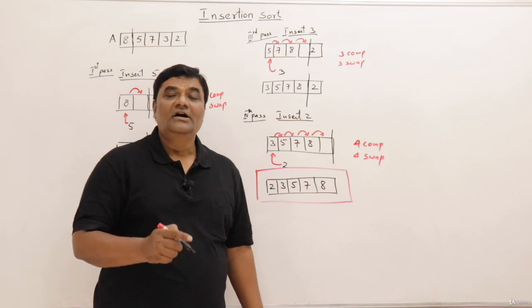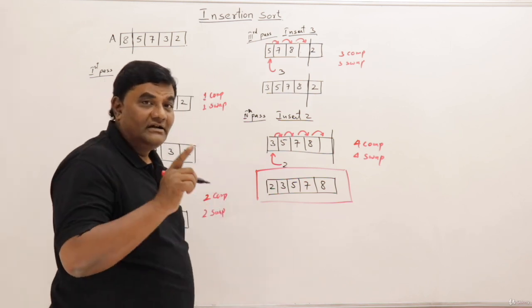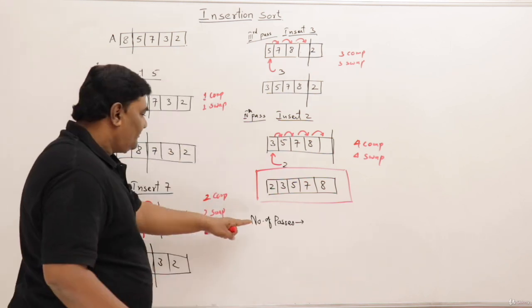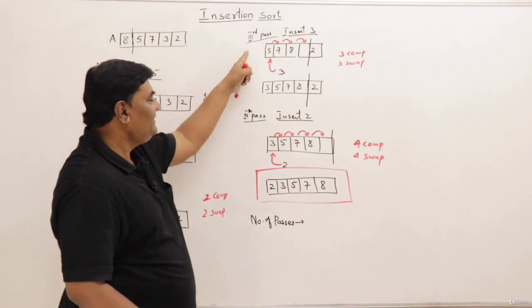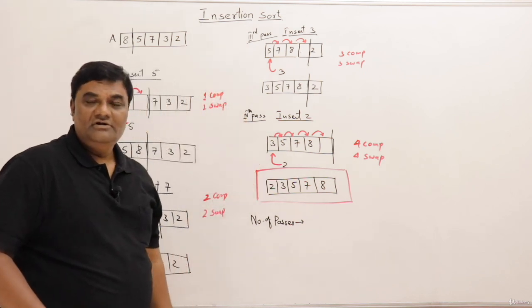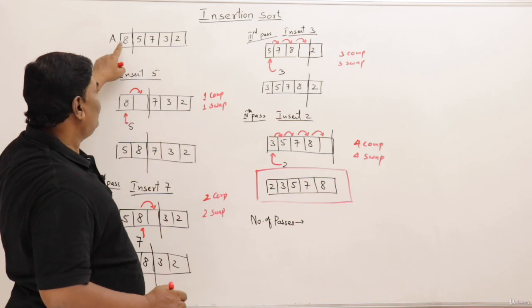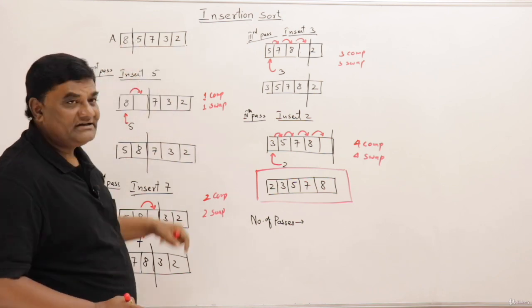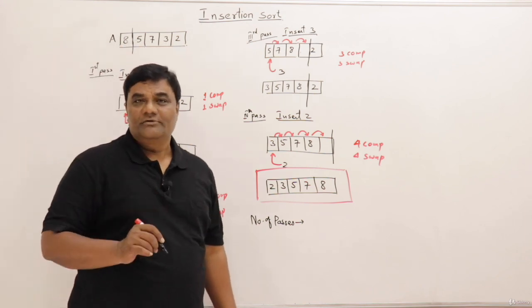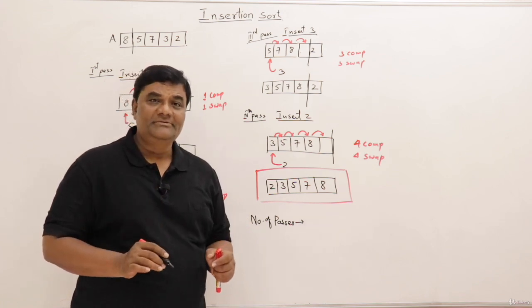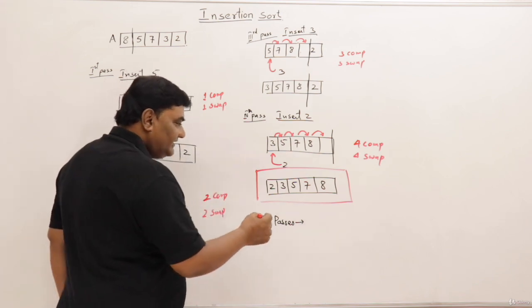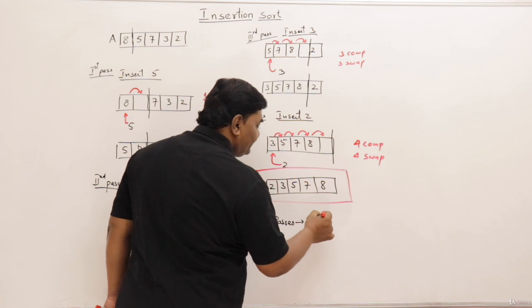So first of all, how many passes are required? Number of passes: 1, 2, 3, 4. 4 passes for 5 elements. 5 elements, 4 passes, means 10 elements, 9 passes. So for n elements, how many passes? N minus 1 passes required.